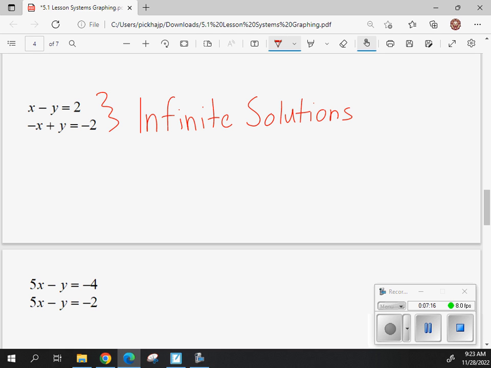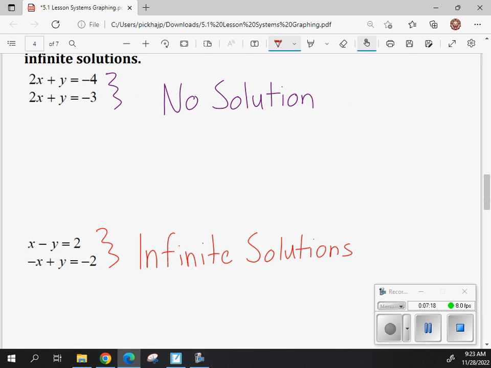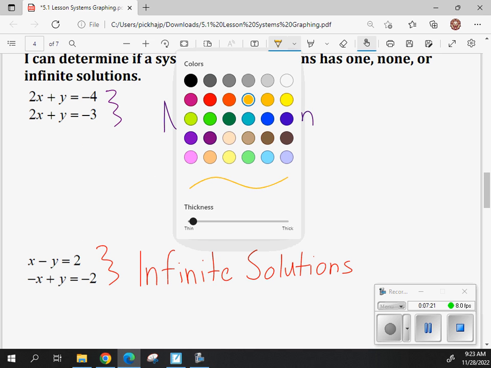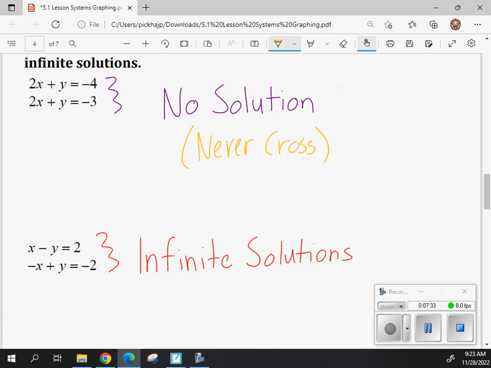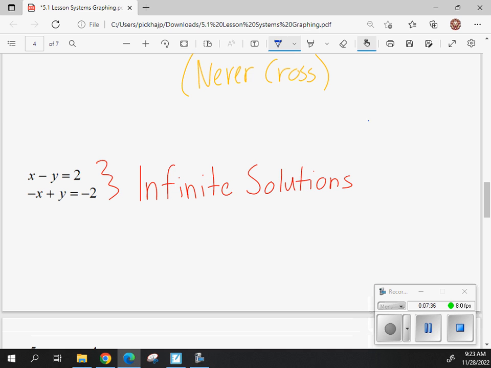So again, if two lines never cross, like this first example, they will have no solution. You can't have a solution to a system of equations unless the lines cross. If two lines are the same line, so we graph two equations that don't look the same, when we graph them, they're actually the same line. One is on top of the other. Then we would say that that system of equations has infinite solutions. They're not just one place where they cross. There's an infinite number of places where they cross.